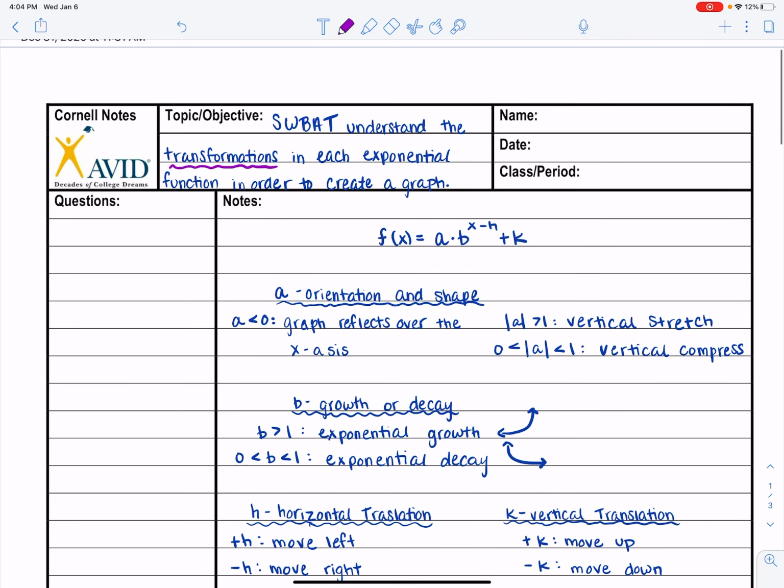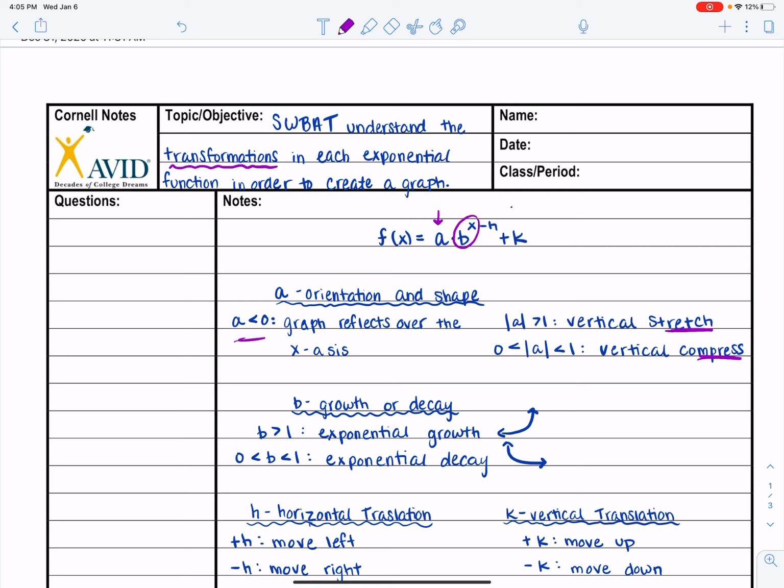So we're still looking at exponential graphs. Remember, our parent function is b to the x. If we take that initial graph and we multiply by a number a, that's when we're going to get a stretch or compress, or sometimes it's going to reflect over the x-axis, okay? You haven't seen any of those yet.